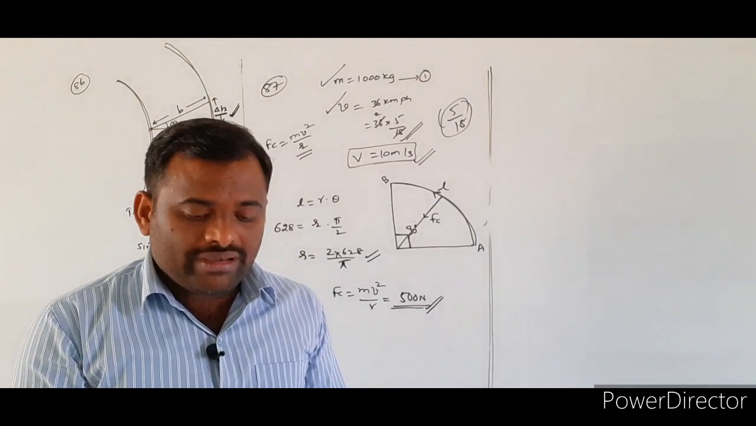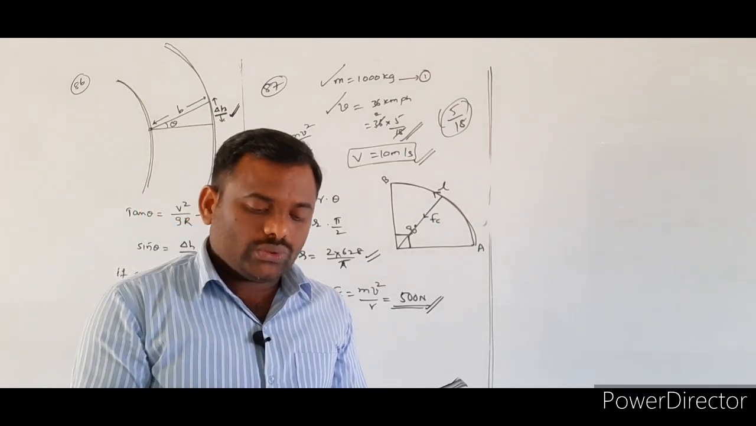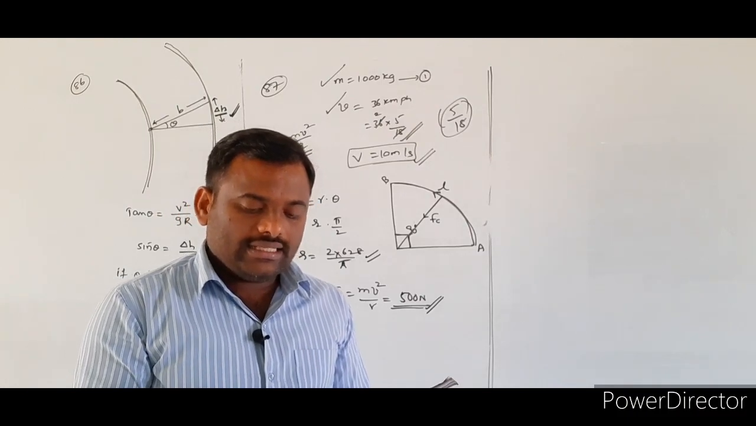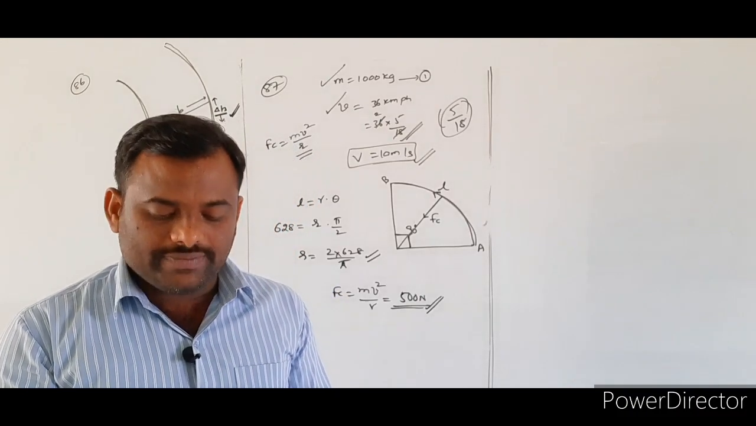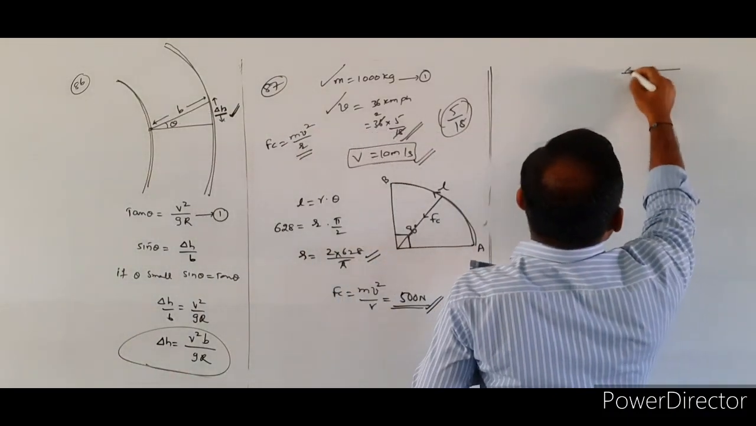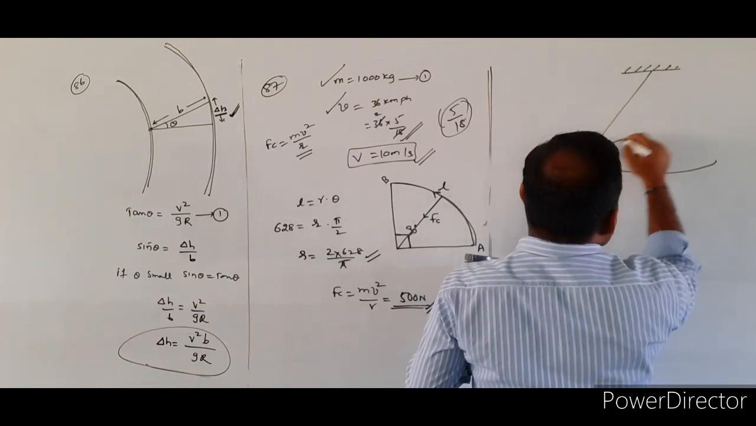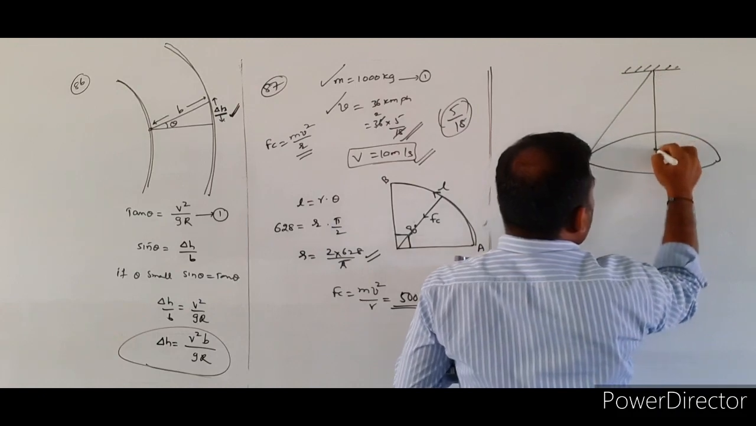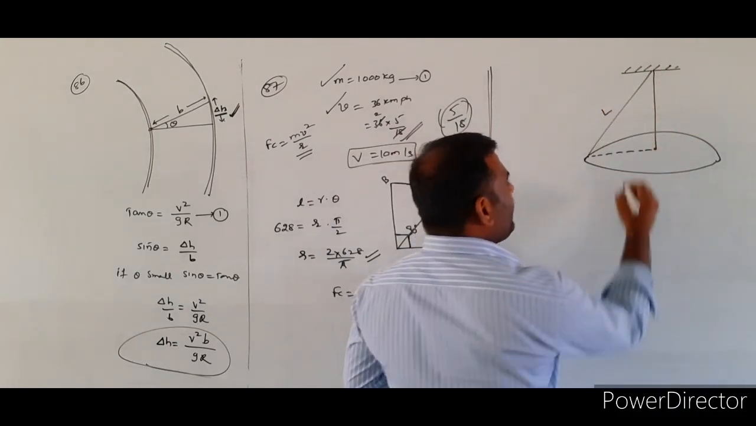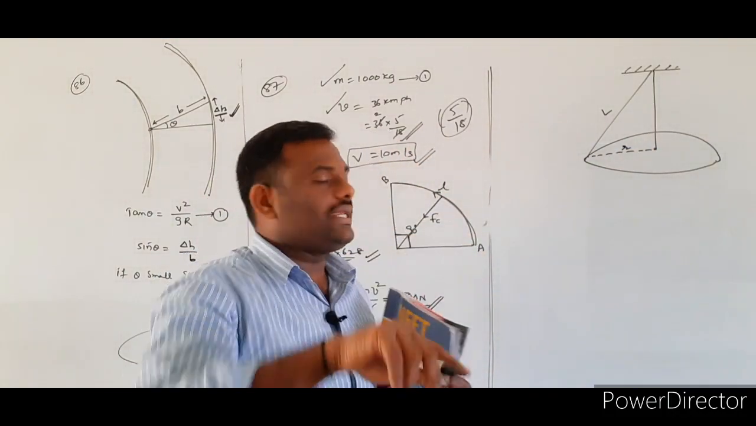See here, problem number 18.9. A particle of mass m is suspended from the ceiling through a string of length L. The particle is revolving in a horizontal circle. The speed of the particle is... See, already we discussed this type of concept. So the string is revolving in a horizontal circle, whose length is L and radius is R. So this object will be revolving in the horizontal circle.